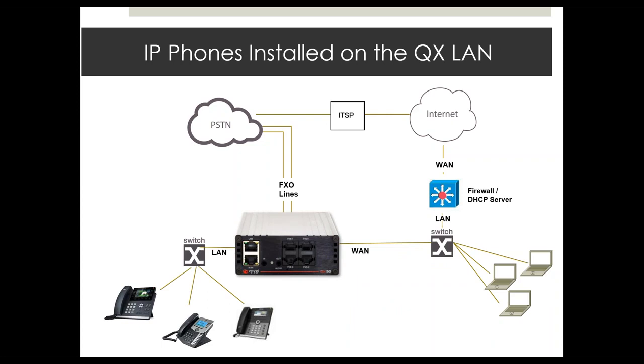Okay, the next option is going to put the phones on the LAN of the PBX. The downside to this is you might have a separate switch just for the phones. The WAN side would still be connected to the user's data network, and you can get outside access that way.